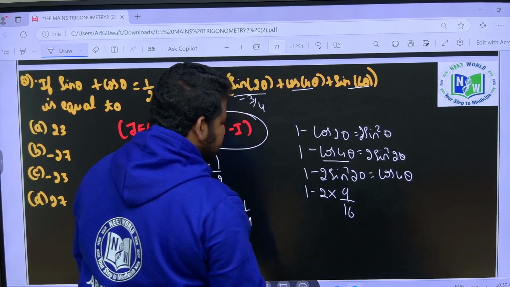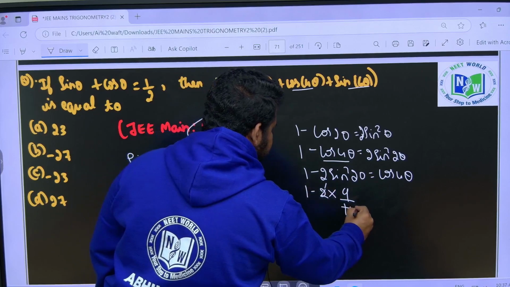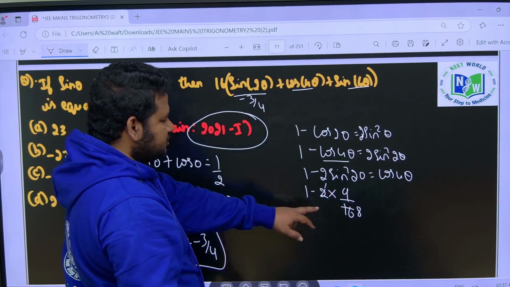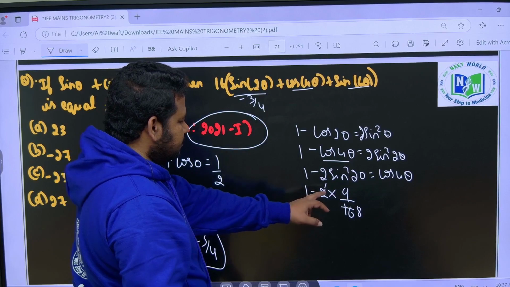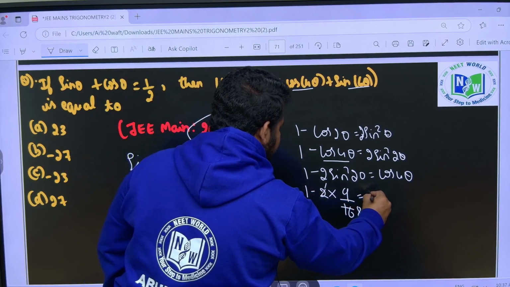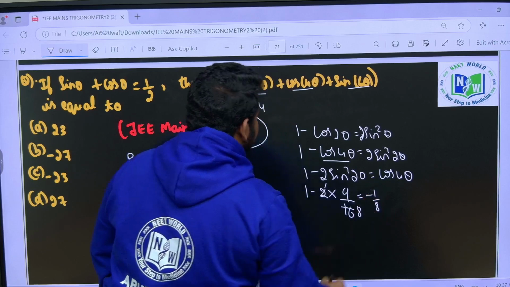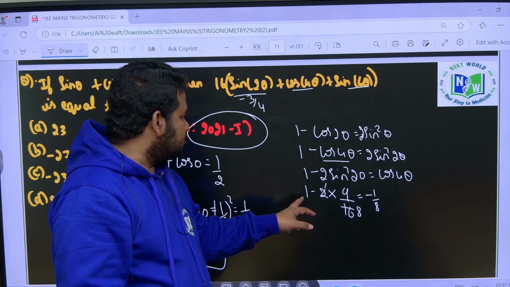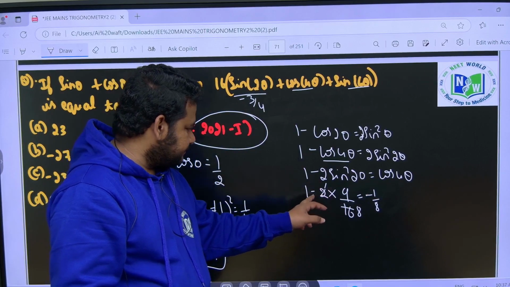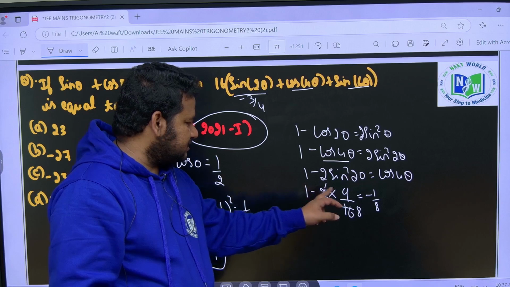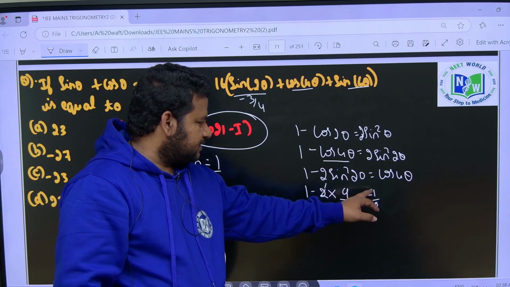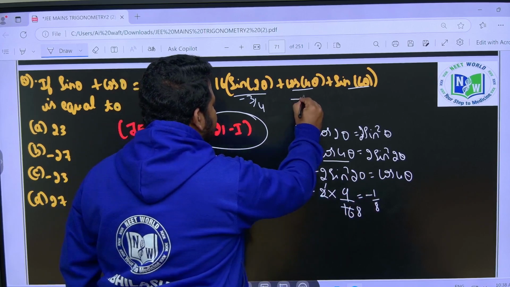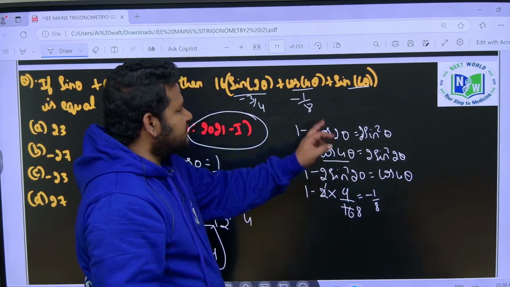So this will be what, friends? 2 8s are 16, so this is 8 minus 9, which will be equal to minus 1 by 8. Correct? So cos 4 theta will be equal to minus 1 by 8. Now we have to find sin 6 theta.